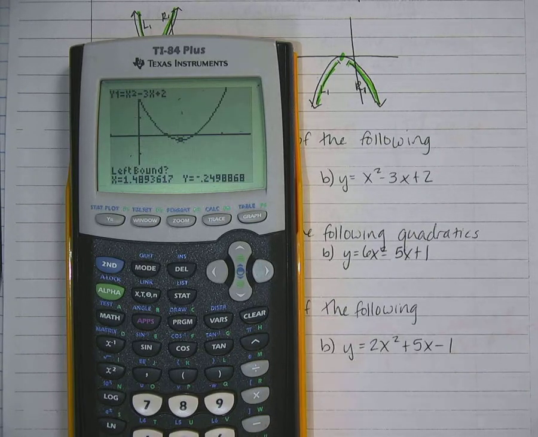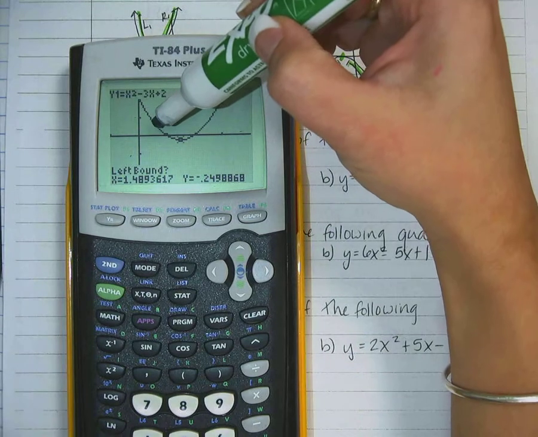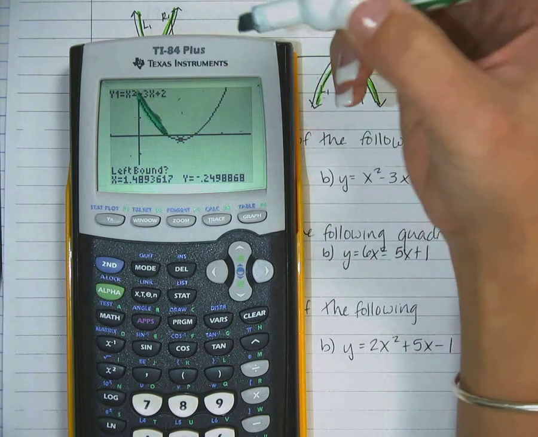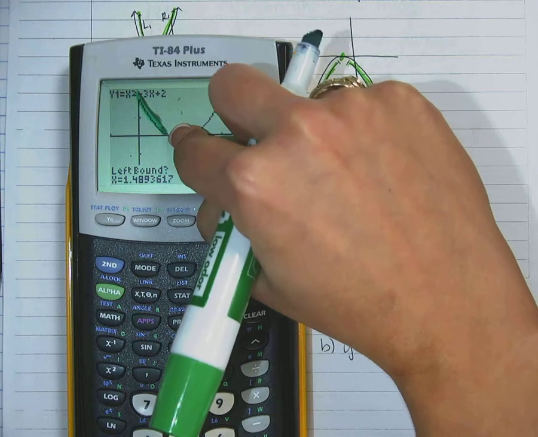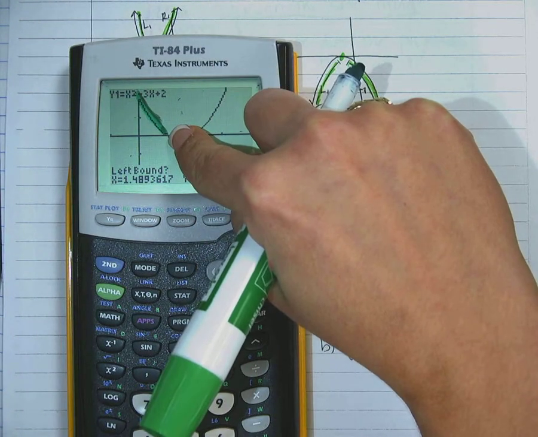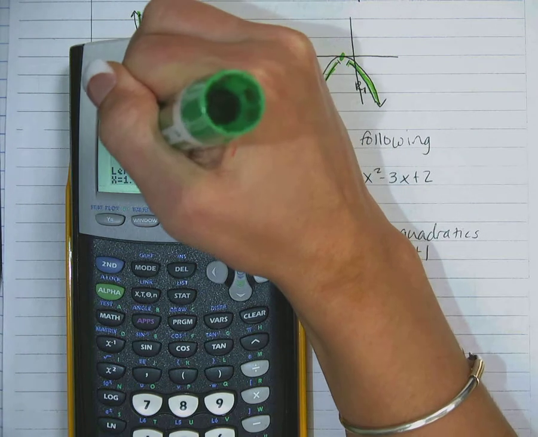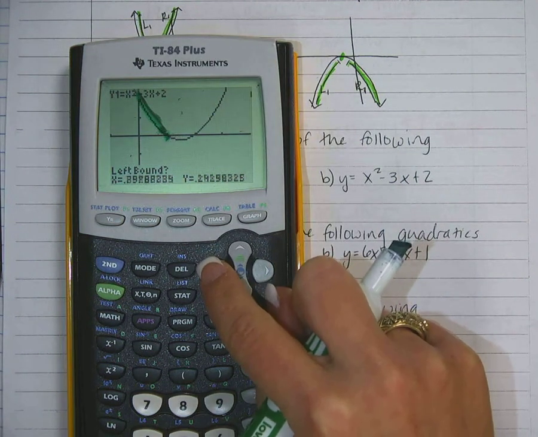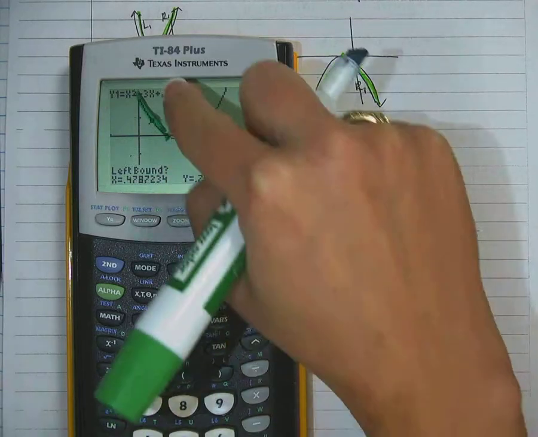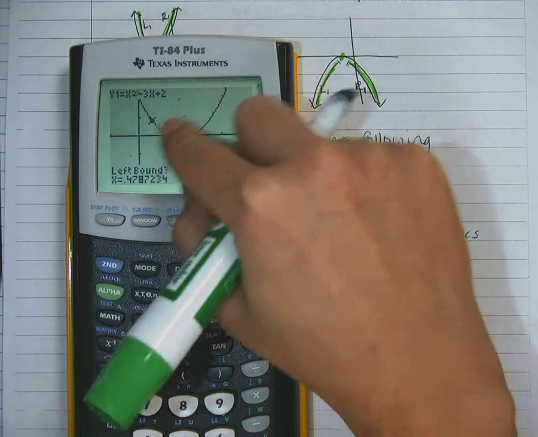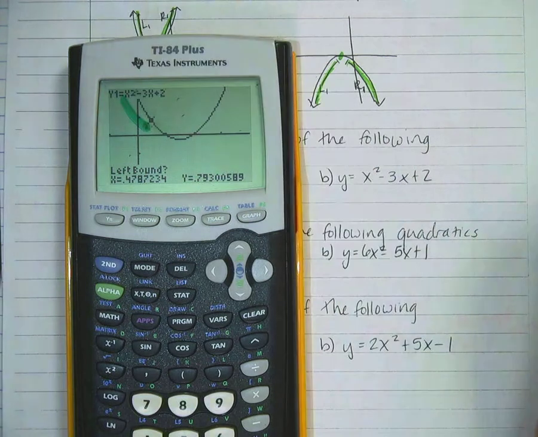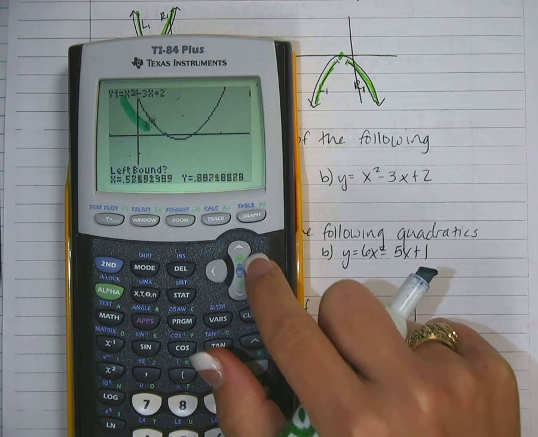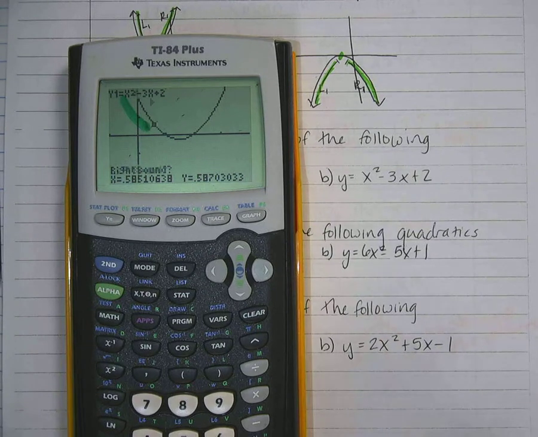So it's asking me left bound. So left bound would be anywhere over here if I'm trying to find this x-intercept, or 0, right here. This is what I want to find first. So I'm going to take my blinky cursor, and you have to use your left and right buttons, and anywhere in that area over here, anywhere is fine. I mean, you could do it up here, you could do it down here, and press enter once.